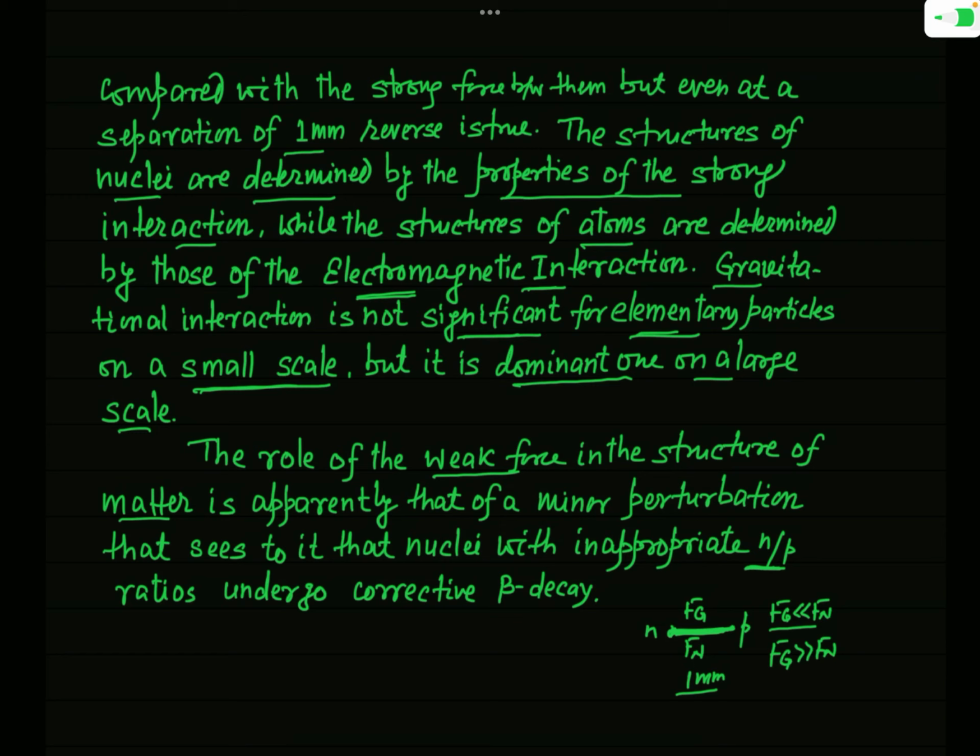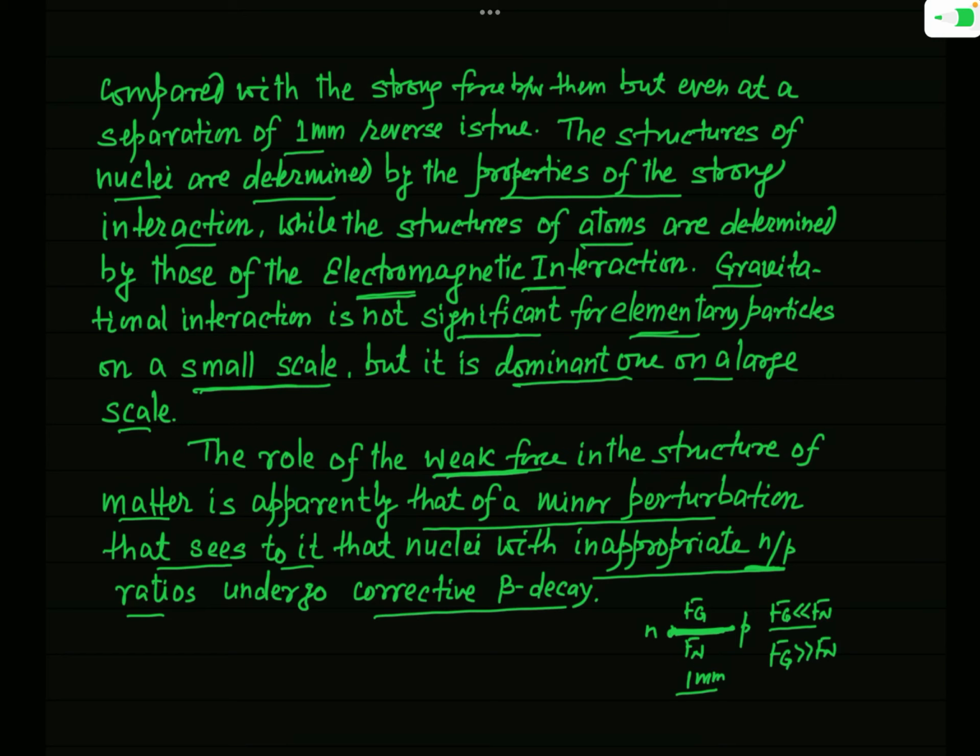Definitely, I have told you earlier in that lecture that this beta decay takes place due to the weak force. So this weak force, or weak interaction, is responsible for the process of beta decay, due to which the nucleus gets stability. So the role of the weak force in the structure of matter is apparently that of a minor perturbation that sees to it that nuclei with inappropriate n by p ratios undergo corrective beta decay.